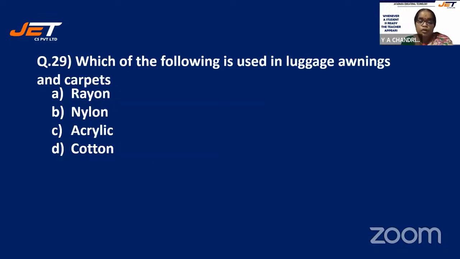Next question. Which of the following is used in luggage, awnings and carpets? Rayon, nylon, acrylic, cotton. Let us see the answer. It is acrylic. Acrylic is used in luggage, awnings and carpets.